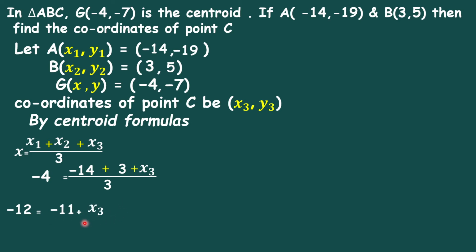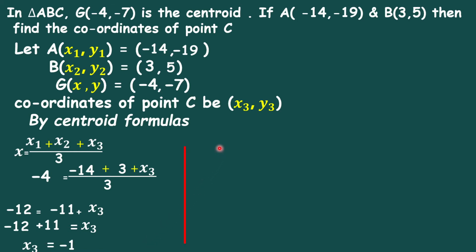To find the value of x3, we transfer this -11 to LHS. -11 becomes +11. Therefore -12 plus 11 is equal to x3. Here 12 and 11 have opposite signs, therefore we take subtraction. Give the sign of 12, and 12 minus 11 is 1. Therefore x3 is equal to -1.